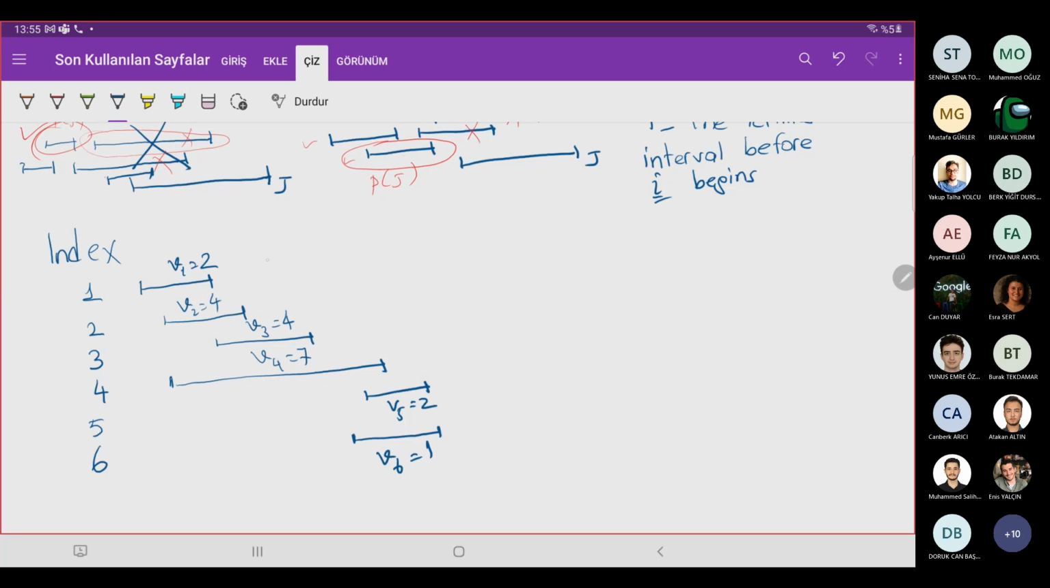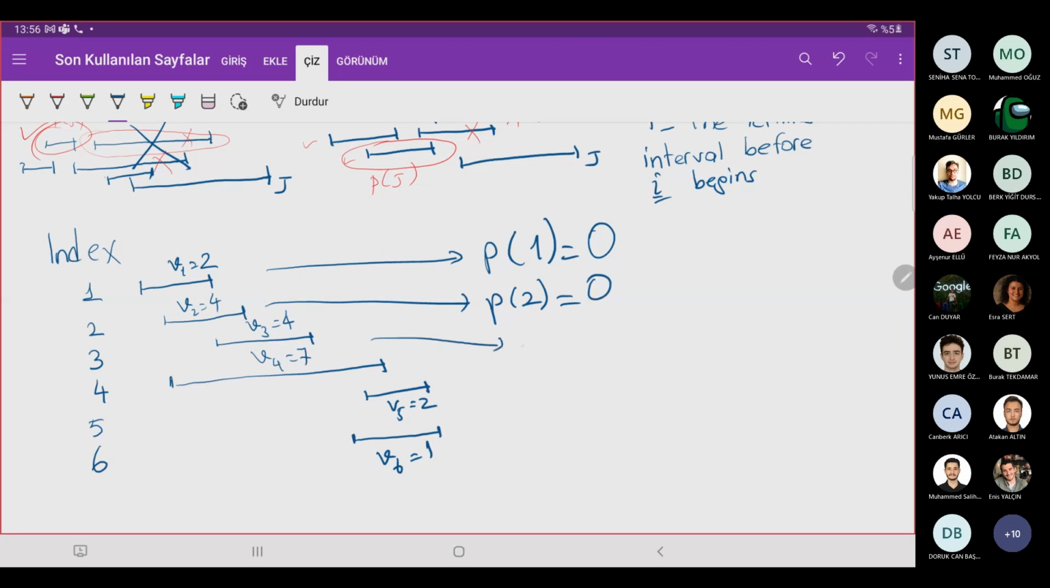So these are the intervals. Let's write the p-values for these intervals. P1: there is no other interval that comes before this one, be it disjoint or not disjoint, because it's the one with the earliest finishing time. So it's 0. With P2, there is an interval with finishing time less than that, interval 1, but it's not disjoint. So there is no disjoint interval, so P2 is also 0.